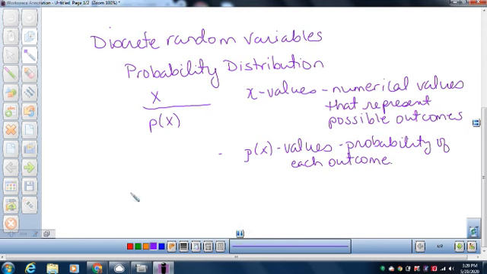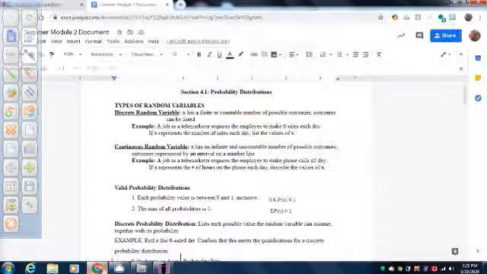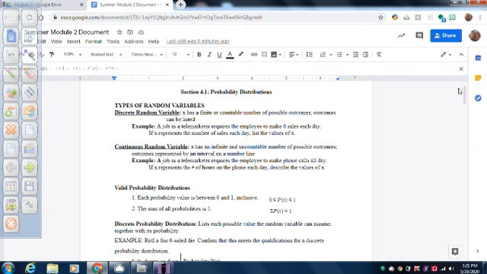The first property is that P of X, since it is a probability, if you go back and think about chapter 3, must be a number between 0 and 1. It cannot be greater than 1. It can't be a negative number. And the other thing that makes this valid is that if I take the sum of all the probabilities listed beside your P of X, they have to equal 1, because the X's are all the possible outcomes, so if you add up the probabilities, you should have the total sample space. That's what this valid probability distribution is talking about.